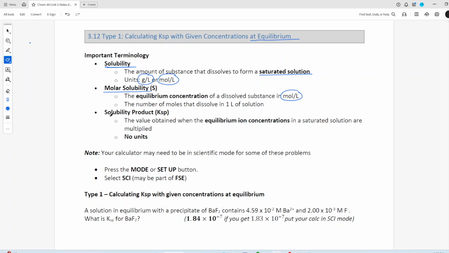And then lastly, just that term solubility product, which is obtained by multiplying the equilibrium ion concentrations together in a saturated solution, meaning holding as much as it can, and there are no units. So we've got solubility and molar solubility that are the same but different, right? So molar solubility is specifically moles per liter, and then we've got solubility product constant, which has no units.